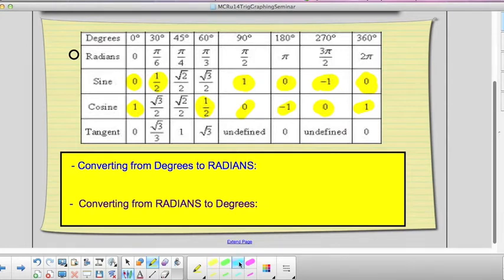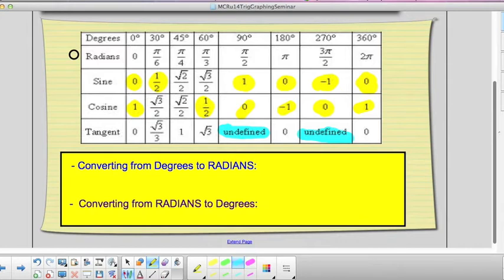Tangent function is important as well, but there are asymptotes at the tangent function. So at 90 degrees and at 270 degrees, we have an asymptote. I'm going to talk about that more in the Unit 15 seminar or in a separate pen cast. We're not going to focus on the tangent function today.